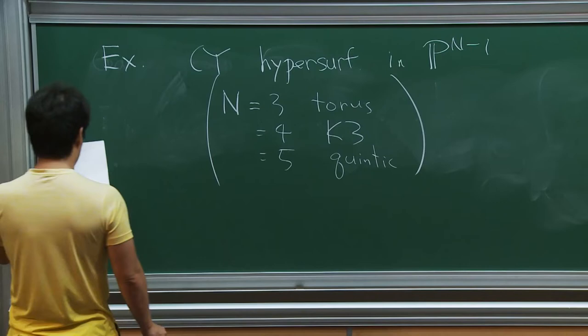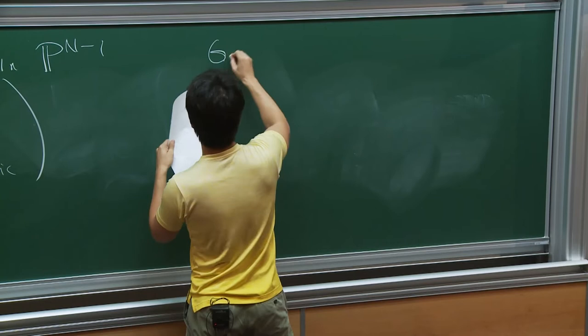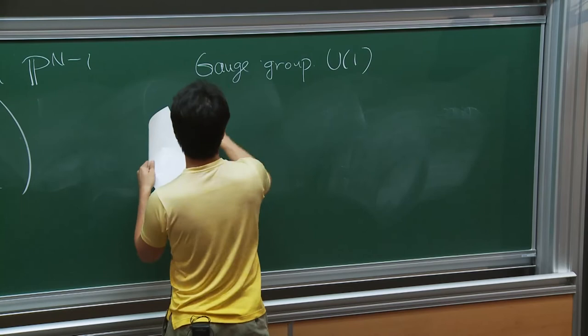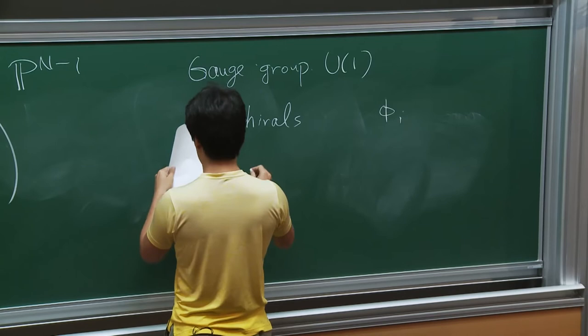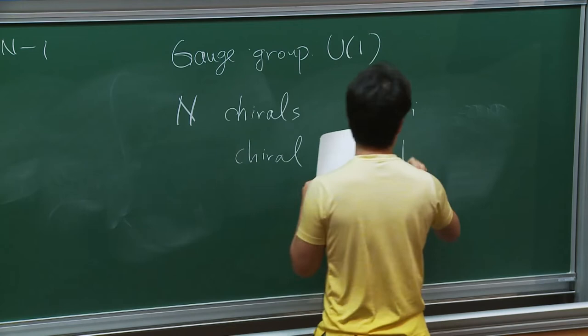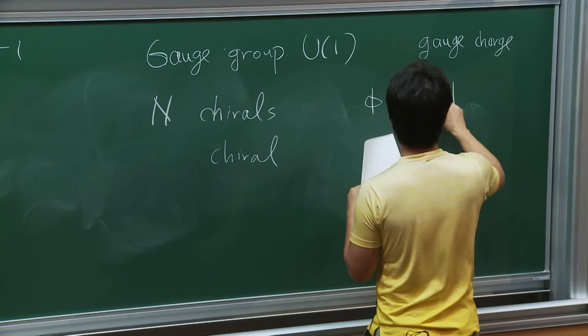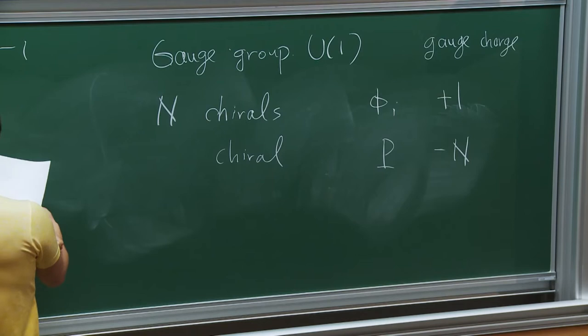And the gauge theory for this Calabi-Yau is described by a gauge group U(1) and n chiral multiplets, which I denote by phi_I, and one chiral multiplet, which people usually denote by P. The gauge charge is here plus 1 and here minus n, so the gauge charges sum up to 0. This is the Calabi-Yau condition I mentioned. And I omit specifying the R charges.